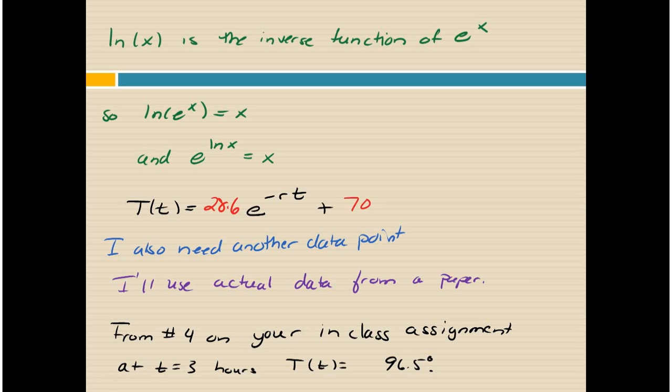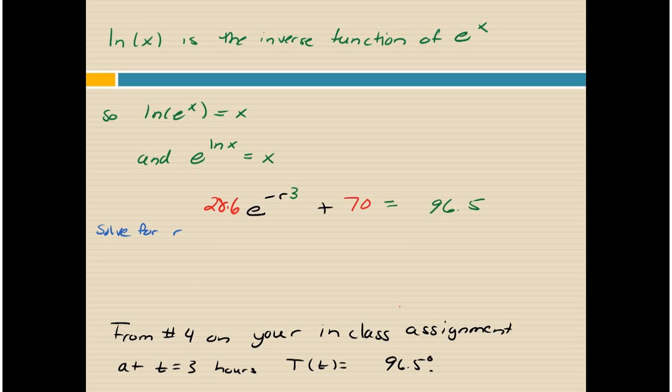I also need another data point to apply this to get rid of this r, and I'll use actual data from a paper of an actual body that cooled after death. From number 4 on your in-class assignment, which I posted on Canvas, we have at time equals 3 hours, T of T was 96.5 for that particular body, and I'm going to use that data point. So I'm going to plug in T equals 3 here for T, and I'm going to set that equal to the y value at T equals 3, which is 96.5. This is very similar to the T equals 0.